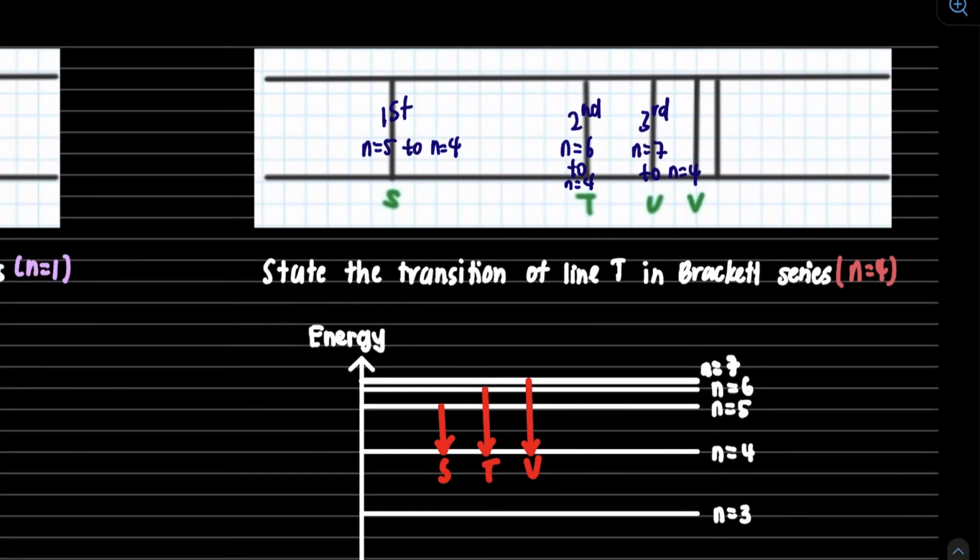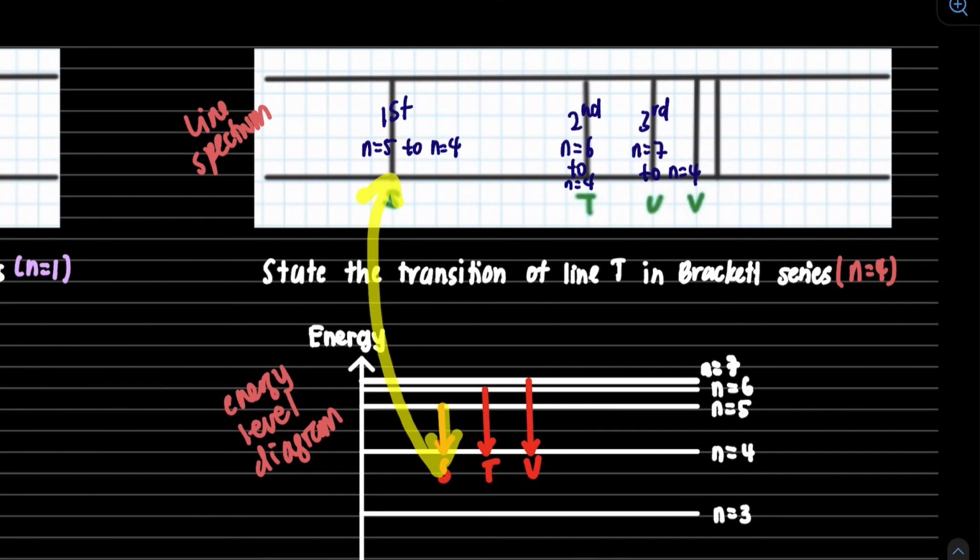Okay, so actually this is what we call our line spectrum. Our line spectrum and the energy level diagram are actually related to each other. Okay, when each electron falls, for example from here, only then can it form this one. When n equal to 6 falls to n equal to 4, only then does it form line T. When the electron falls from n equal to 7 to n equal to 4, only then can it form line U. Okay, so that is your energy level diagram.